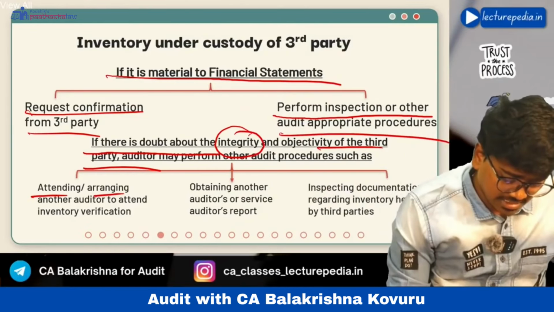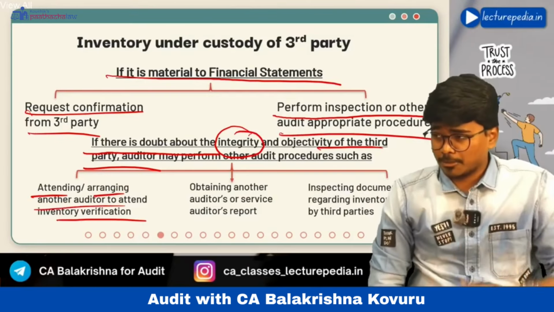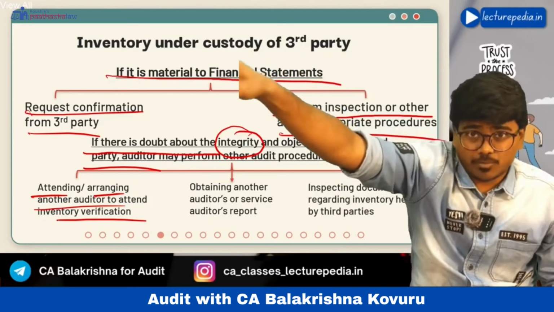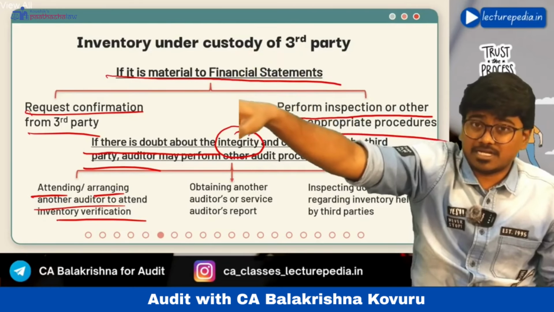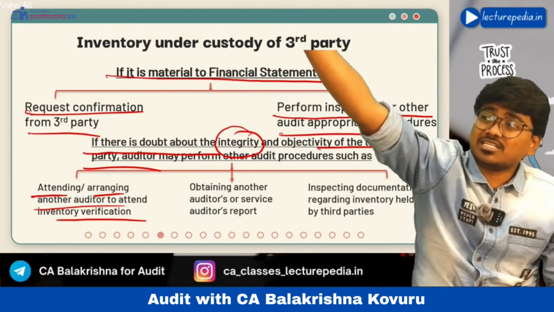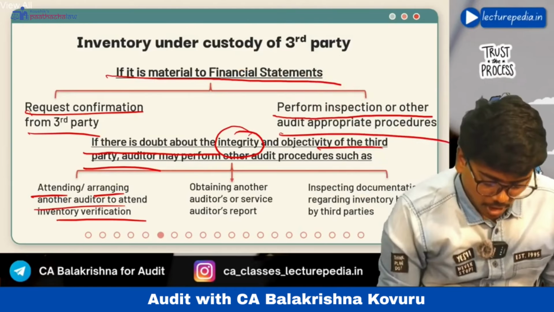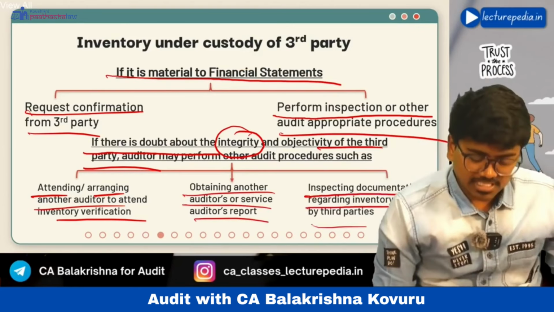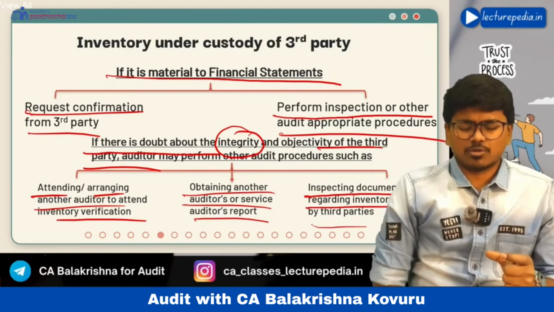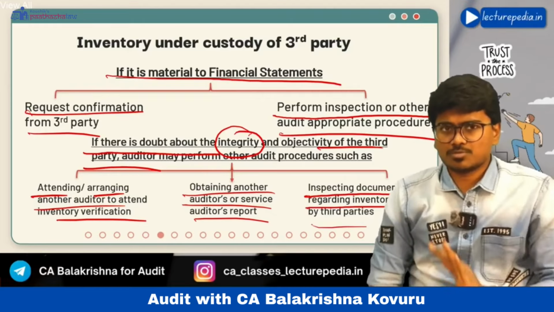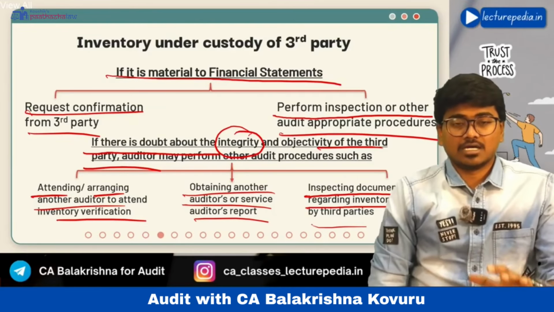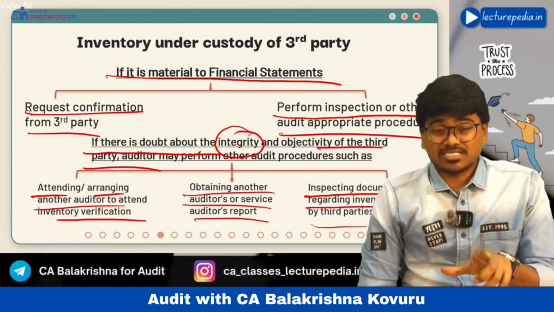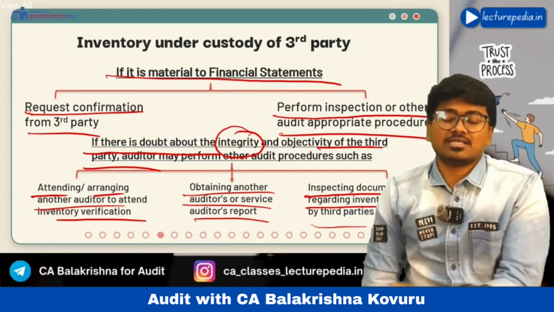Attending, or arranging for another auditor to attend, the inventory verification; or the auditor of such third party would have verified the physical inventory available with that party, right? Now you can obtain a report of that auditor who has verified. So, obtain another auditor's or service auditor's report. Next, inspect documentation regarding inventory held by third parties. If you have doubt over the confirmation sent by the third party, you can perform these procedures. By this, the specific consideration with respect to the selected item, that is existence of inventory, is completed.